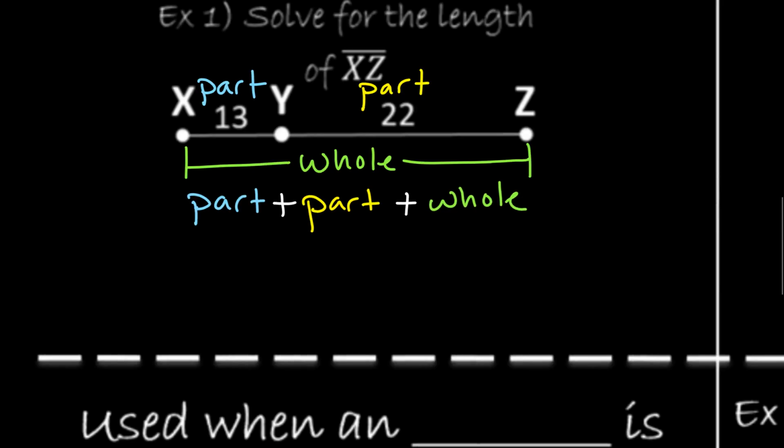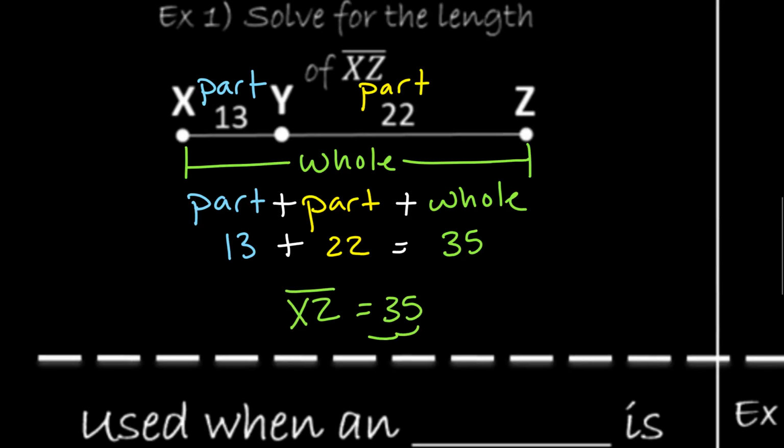So our first part is how long? Our second part is how long? And our whole, therefore, is how long? 35. So XZ is 35 long. Oh, because I wasn't thinking. Thank you. Part plus part equals whole, not part plus whole.